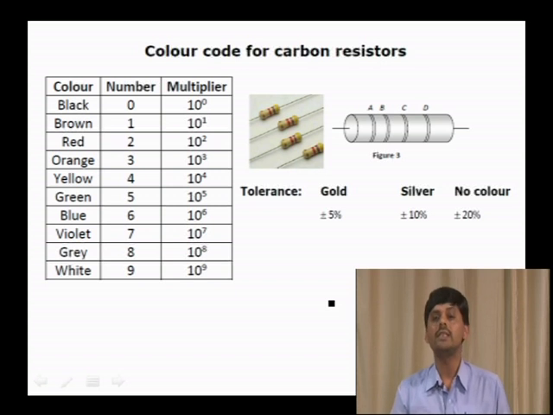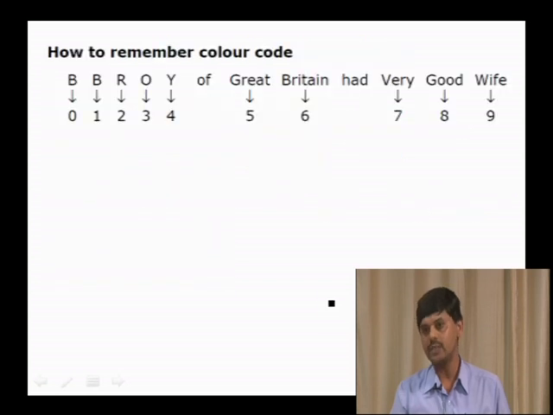How do you remember this list of colors? We use one sentence for that: B.B. Roy of Great Britain had a very good wife. This is the sentence to remember all the colors: black 0, brown 1, red 2, orange 3, yellow 4, green 5, blue 6, violet 7, grey 8, white 9. Like that, we remember the colors, and we can easily calculate the color code for any resistor.